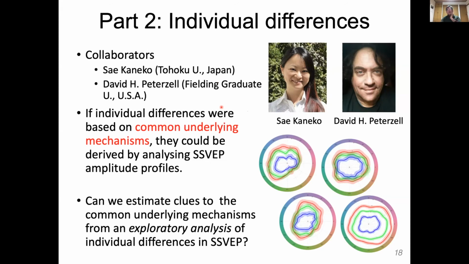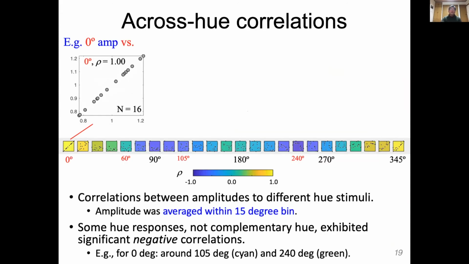Introducing factor analysis is one idea, but we began the analysis in this project with a much more basic analysis. This is a plot showing the 0-degree stimulus, which is a plus L direction stimulus, and its amplitude from 16 participants on the horizontal axis. Taking the same 0-degree amplitude on the vertical axis, you get this kind of line-shaped distribution, which has a correlation coefficient of 1.0.